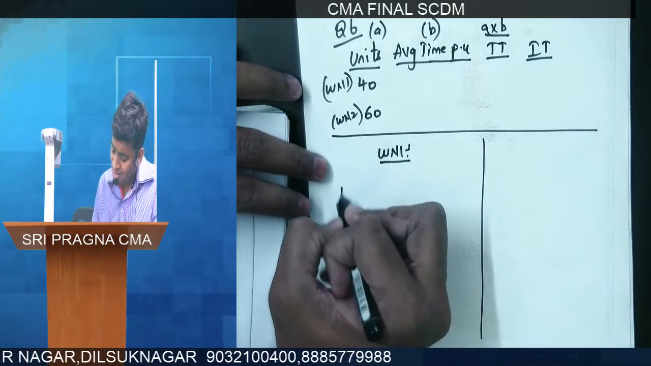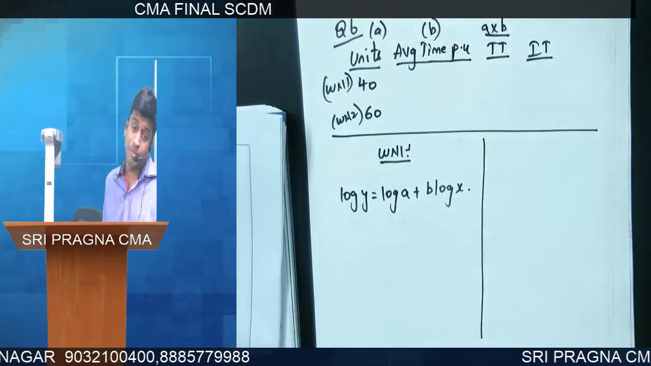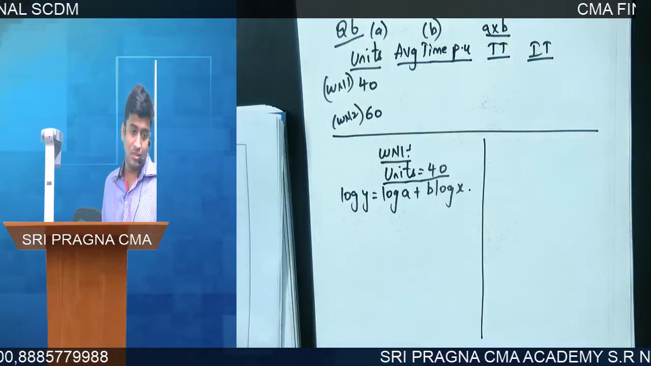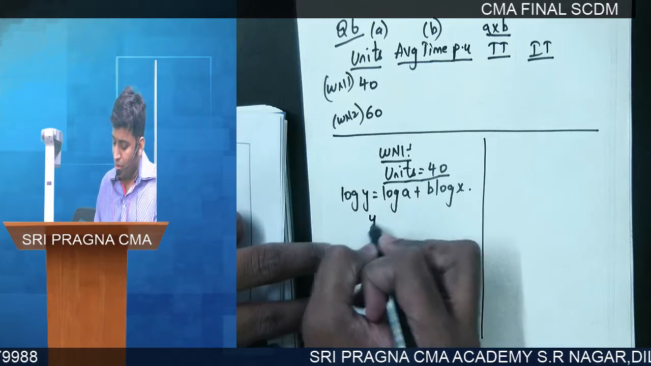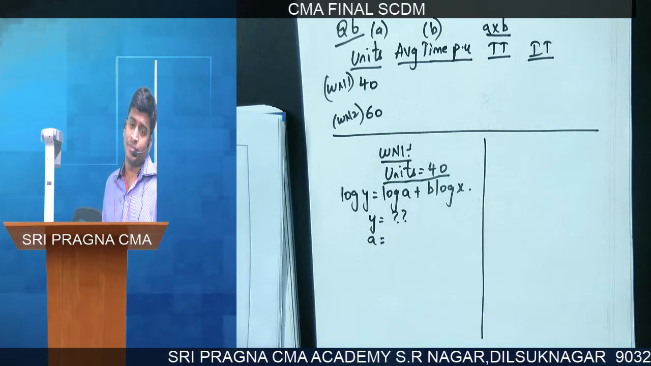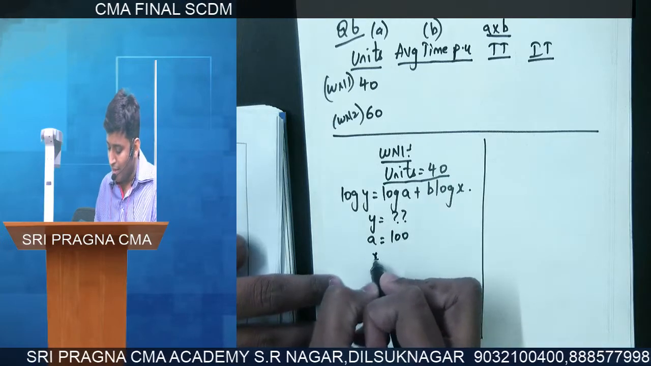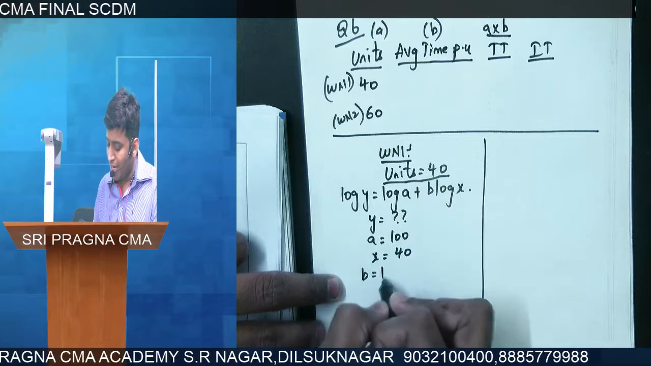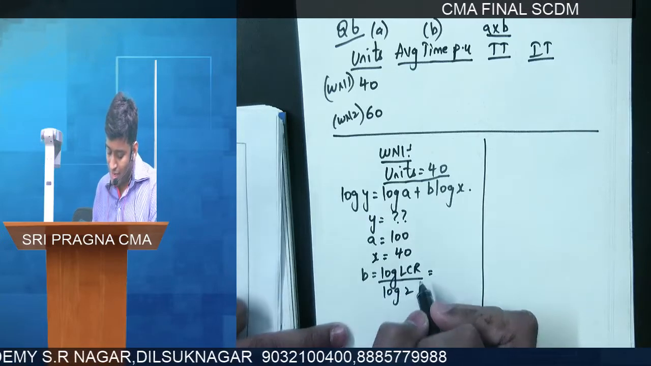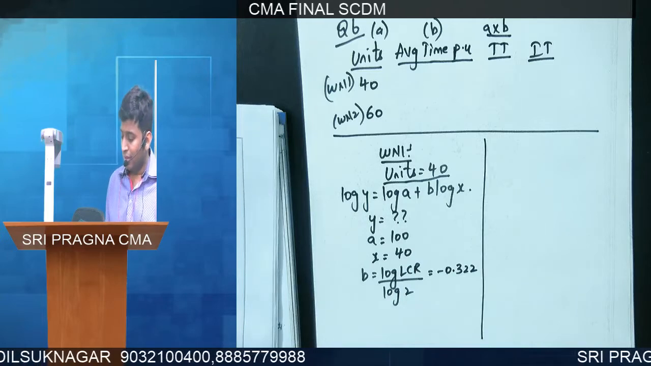Log y is equal to log a plus b log x. Here we are taking units as 40, and we have to find y. What is a? Time taken for the first unit, which he gives: 100. And what is x? 40. Super. What is the formula for b? Log of learning curve ratio by log 2. The learning curve ratio is given in the problem. Check.